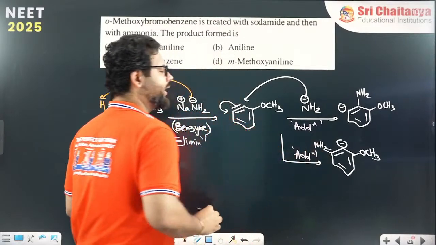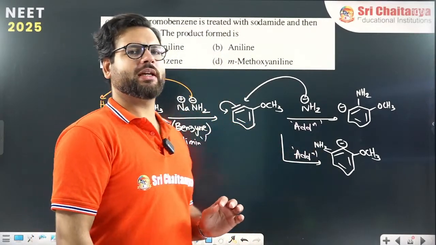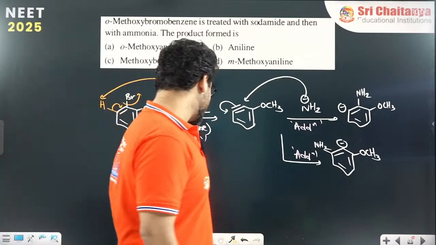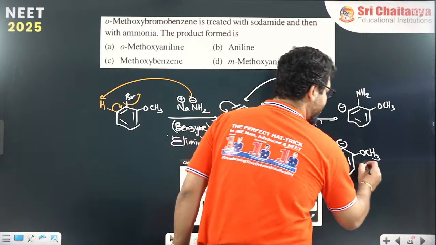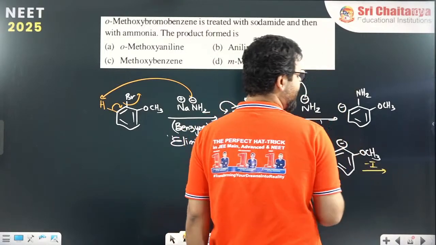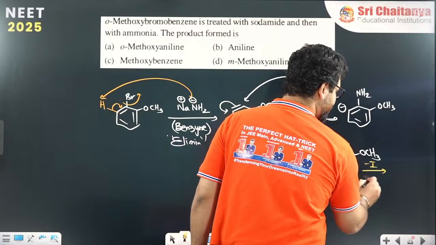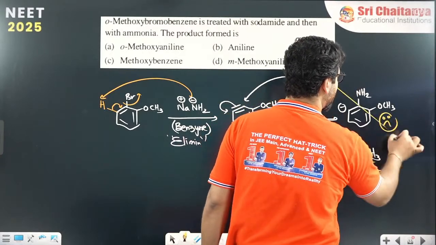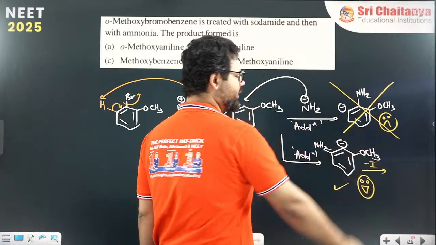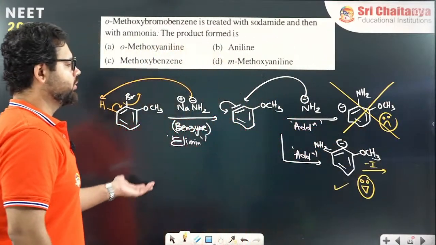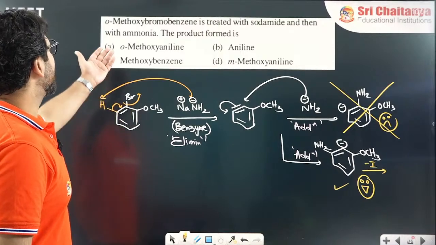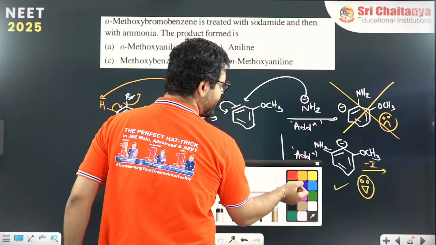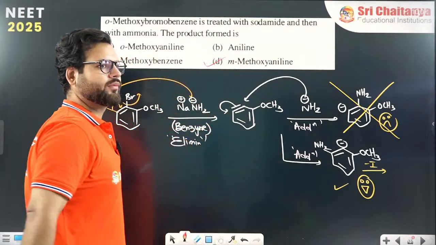Now, the inductive effect of OCH3 will decide where the negative charge should form. OCH3 says I am a minus I group. I can stabilize the negative charge near me. So this is the more stable carbanion. This is not good, so this will not be the product. This will be the product. We started with ortho-methoxy bromobenzene, so our final answer will be meta-methoxyaniline. Very good. D.